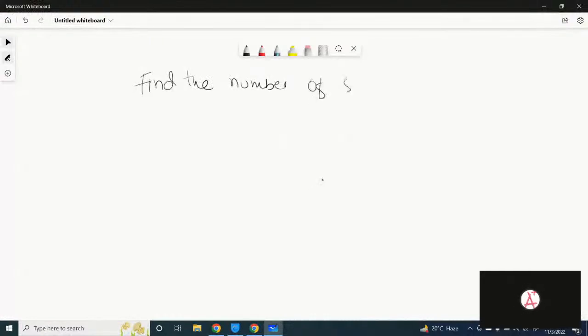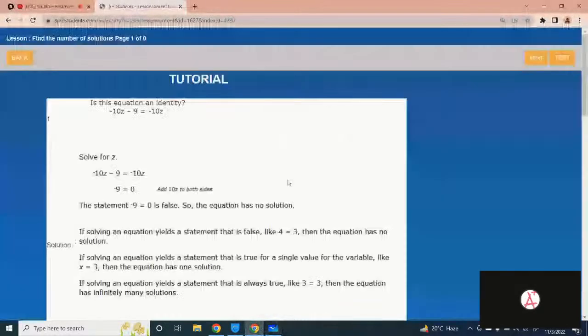Find the number of solutions. So let's start with examples. Okay, is this equation an identity?